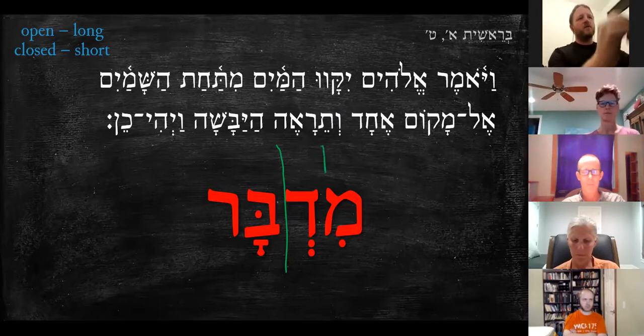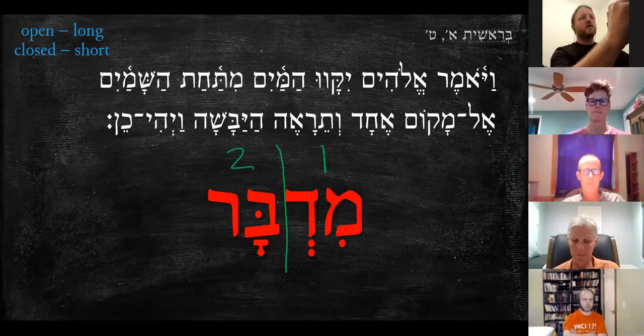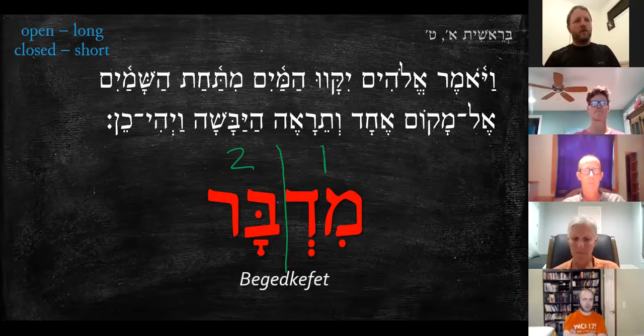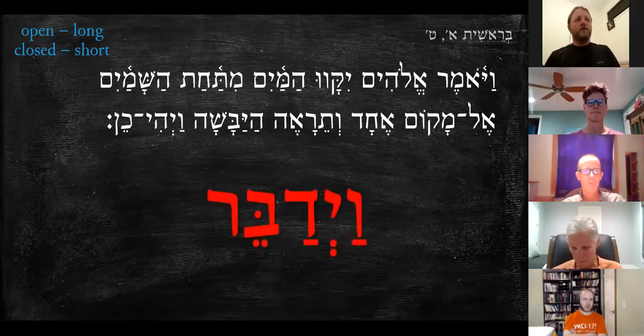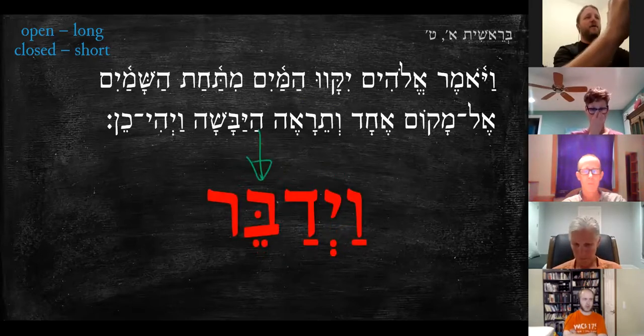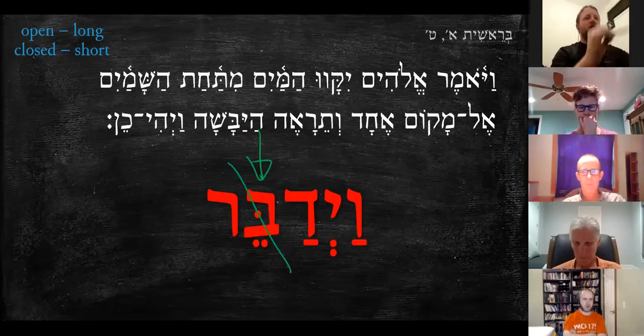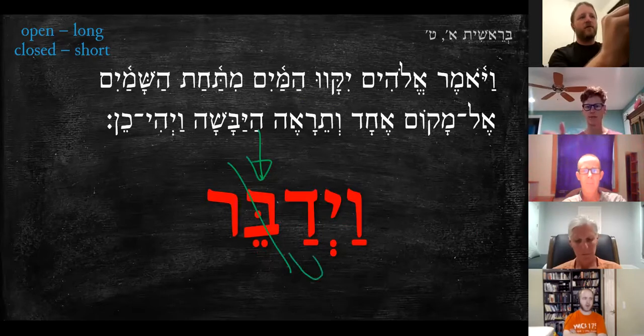Midbar. The first syllable is closed, unaccented, short vowel. The second syllable in this case is accented, which means no rule, but it is closed with a long vowel. Midbar. Okay, this is the third odd thing about syllables, that beged kefet don't represent doubled consonants. But this is beged kefet that does represent a doubled consonant. Why? Because it follows after a vowel.